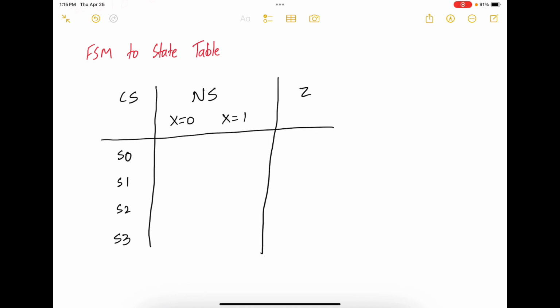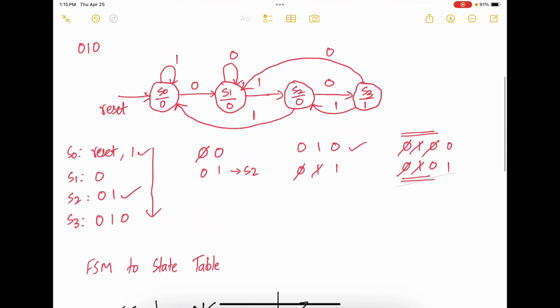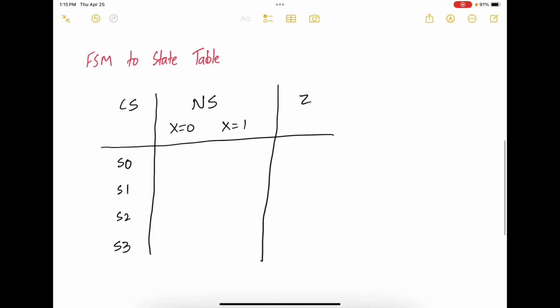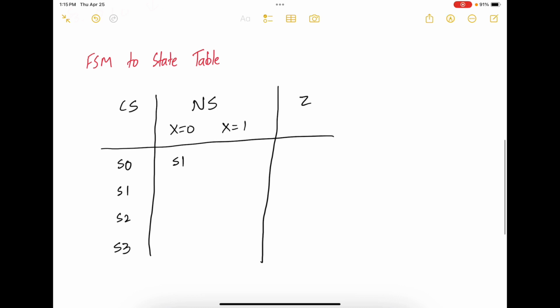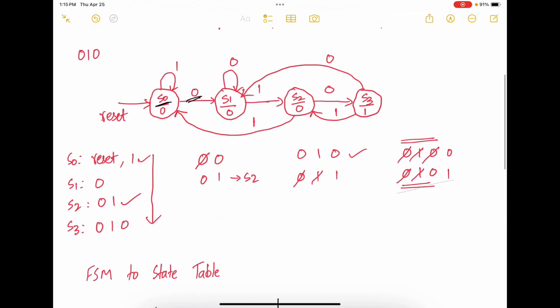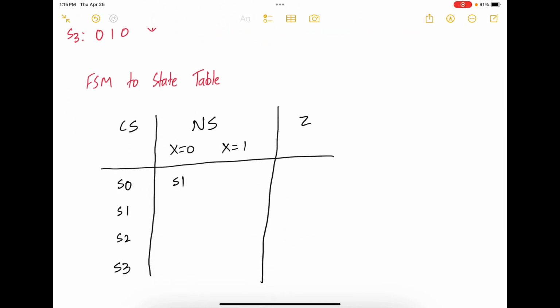Now from the current state, if you get the input 0, where do you go to? From the current state S0, if you get the input 0, you move to S1. Therefore, you write S1 here. If you get the input 1 from S0, you remain in S0. So write S0 here.